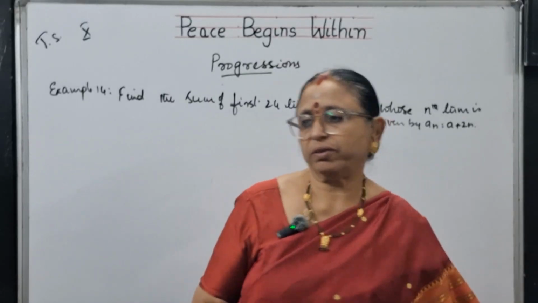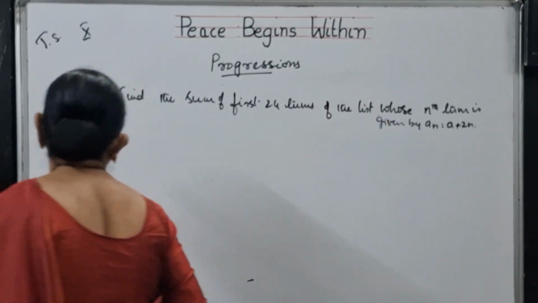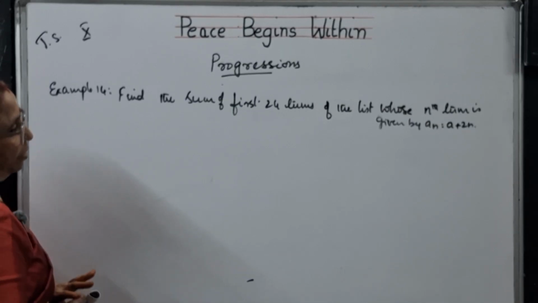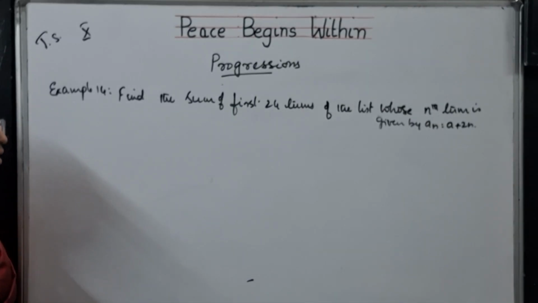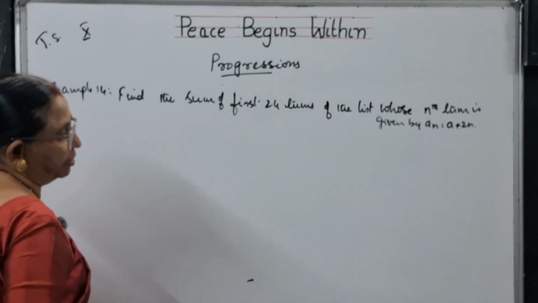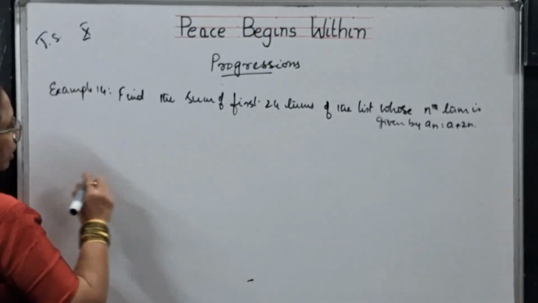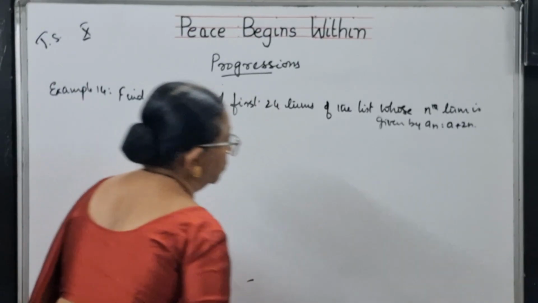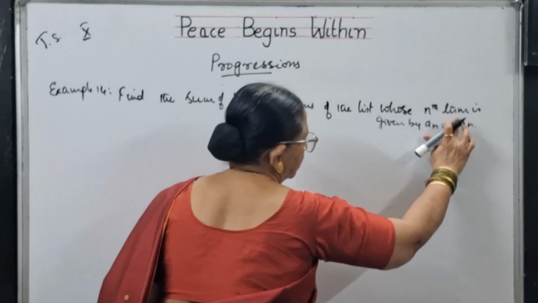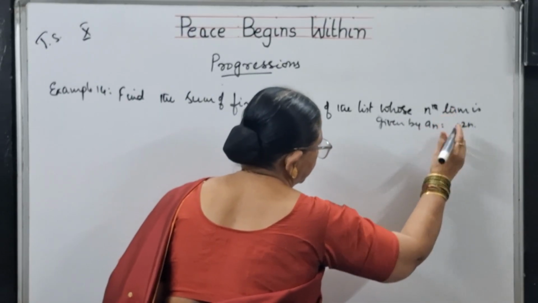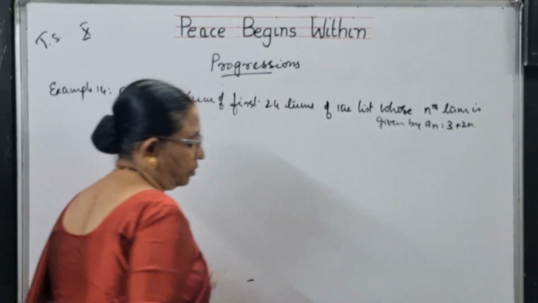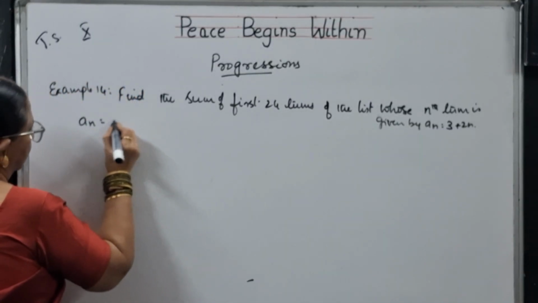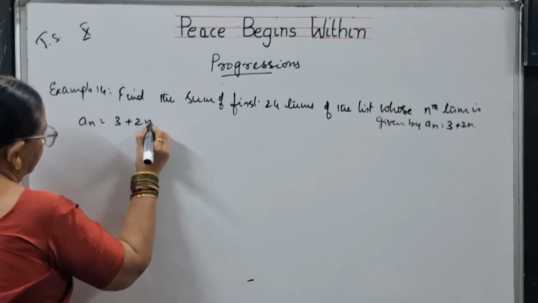Now the next one, children, example 14. Find the sum of the first 24 terms of the list whose nth term is given as an is equal to 3 plus 2n. So we have got an is equal to 3 plus 2n. An is equal to 3 plus 2n is the formula. So let us take this.